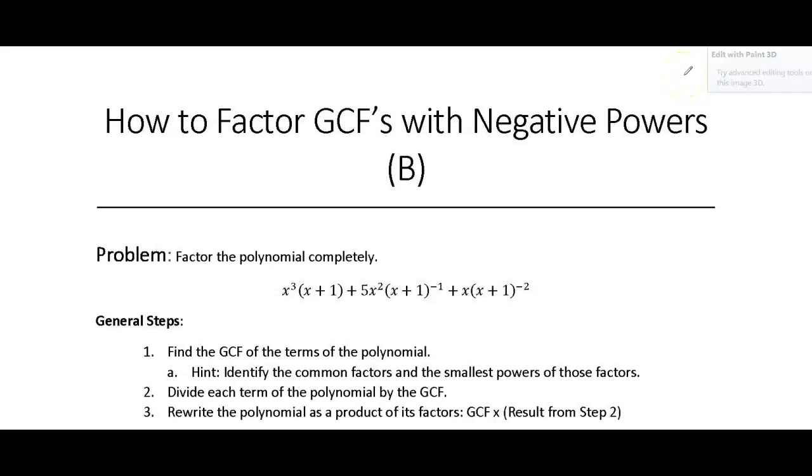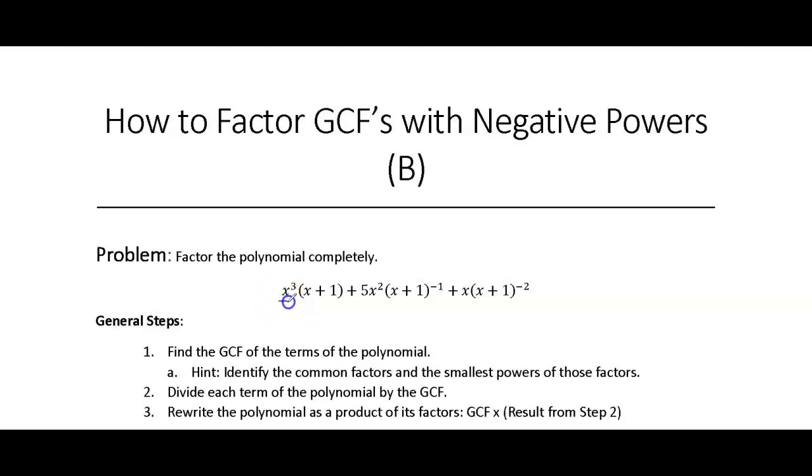How to factor GCFs with negative powers. Example B. We're going to factor x to the third times x plus 1 plus 5x squared times x plus 1 to the negative first power plus x times x plus 1 to the negative second power. First, when we find the GCF, we're going to identify all the factors and the smallest powers of those factors.